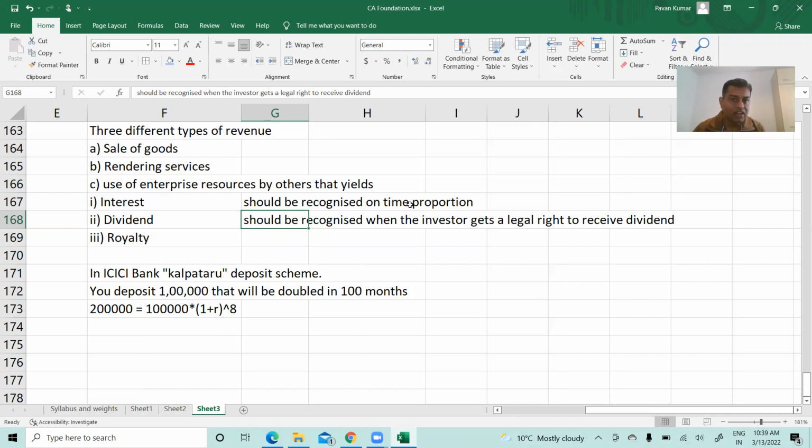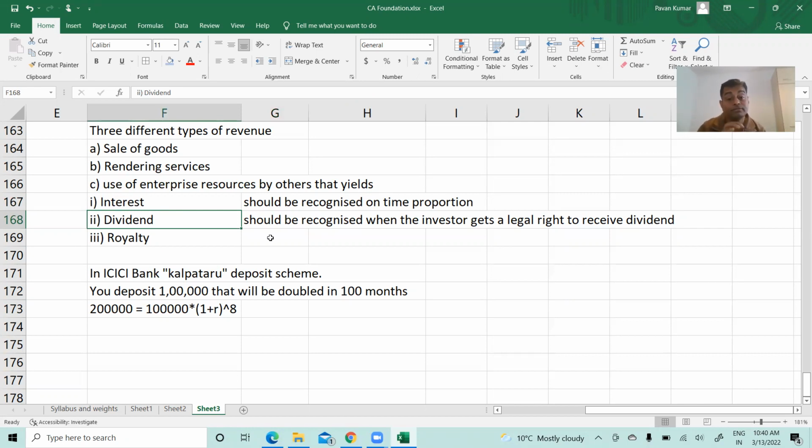So practically it is the date of the AGM. Technically it is not relevant for CA Intermediate students, but for academic interest, I'm telling you. Do you know shares are quoted in the stock market based on ex dividend and cum dividend? Ex dividend means excluding dividend. Cum dividend means including dividend. So when the Infosys share is quoted on an ex dividend basis, that day I can technically recognize dividend. But for academic purpose, the AGM is enough.